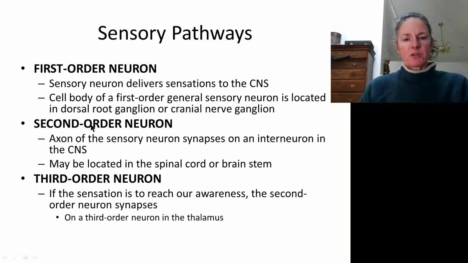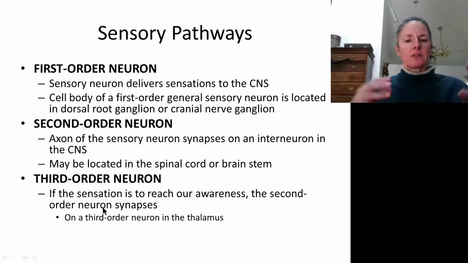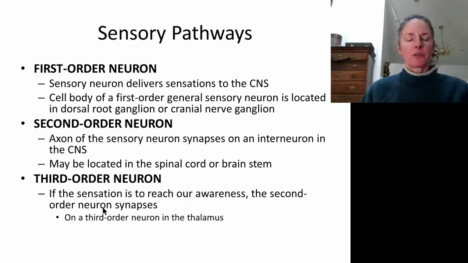However, this information can be used for all kinds of things like adjusting motor tone and balance and posture and these kinds of things. The third-order neuron is what will bring an actual sensation to the cerebral cortex where it can then become a perception. So remember, perception is the conscious awareness of a stimulus. Sensation is simply a stimulus activating a receptor, and that sensation being received in the central nervous system.